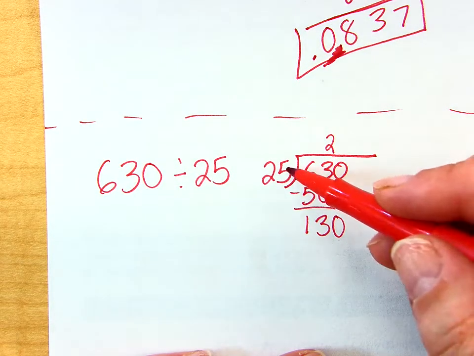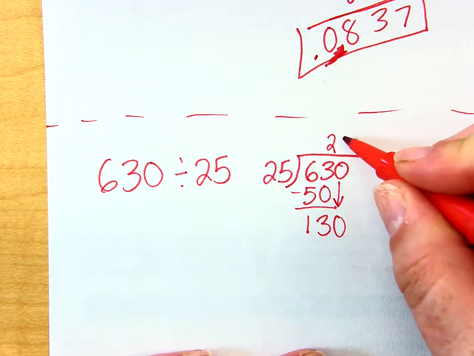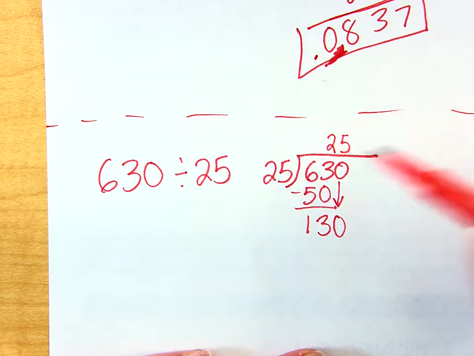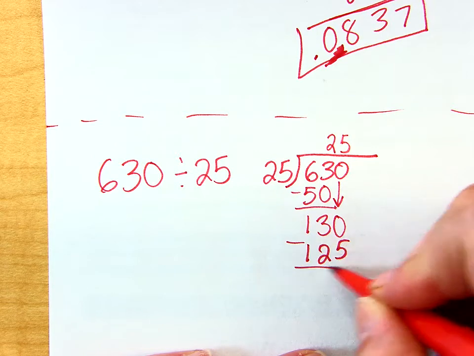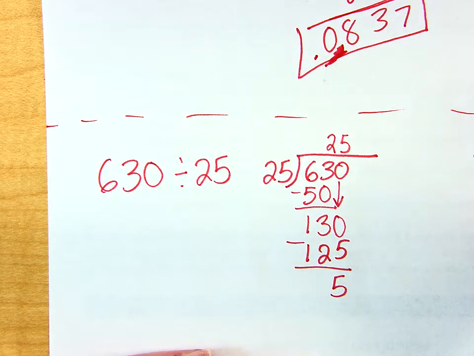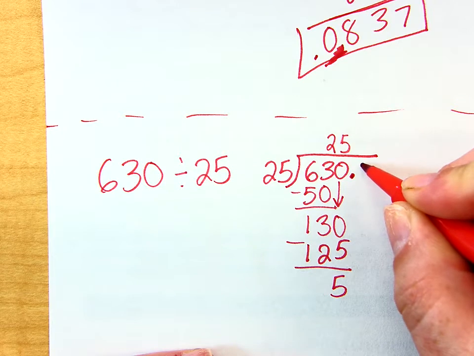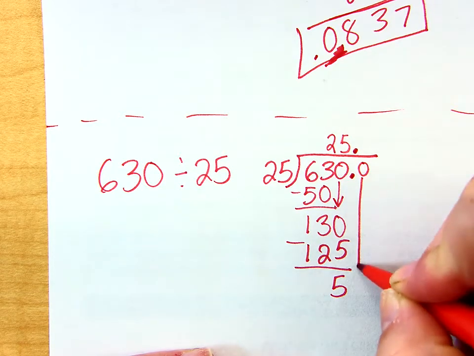How many times can 25 go into 130? 5 times. So I put a 5 up top. I do 5 times 25, which is 125, I believe. Subtract, I get a 5. Now, in elementary school, you would just stop here and say remainder of 5. Or you would add a decimal, right? If you wanted to go into decimal land, I would just have a decimal up top.